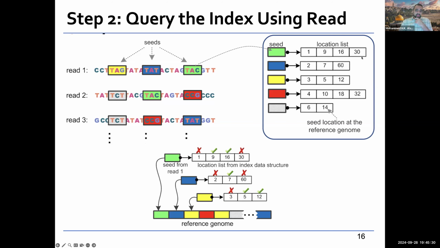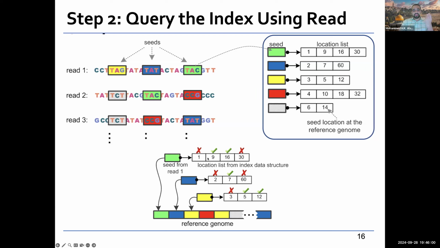Once we get the list of locations, we try to match those locations all together. The first seed we query, we get a list of locations. When we get the second seed, we get its list of locations. When we query the third seed, we get its list of locations, and so on. And then when we know that those three exist in the read sequence, we try to sort all those locations to make sense out of them.